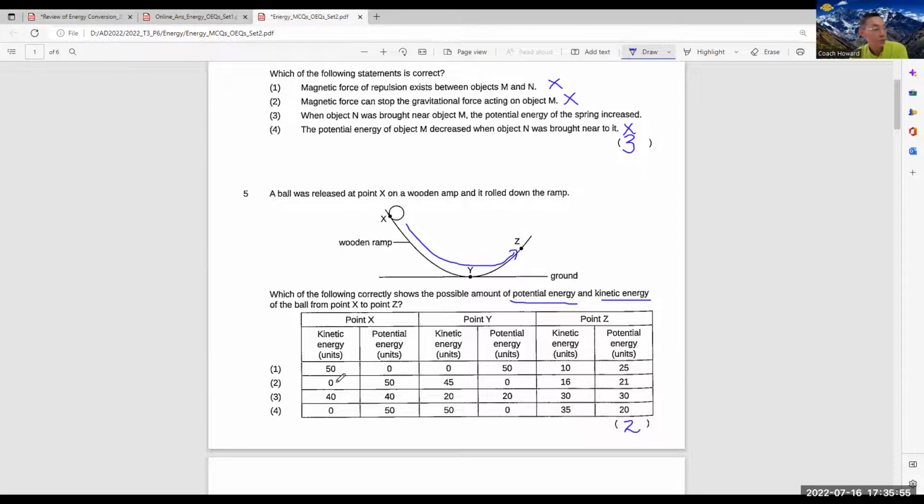Why is it 2? Because I told you, at this part it's not moving, so KE is 0. Potential energy is maximum, so these two are satisfied. At point Y, this is moving the fastest, so 45 and 0. The 0 is because it's not above the ground, so that's why it's 0 potential energy. From here we can deduce at point Z, the ball is still moving because there's a 16 unit. Potential energy is 21, it's above the ground. So 2 is the best answer.